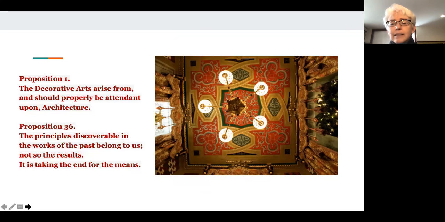And this is the ceiling, just looking up at the ceiling of the smoking room. And we'll see, Proposition 1, does it fit? The decorative arts arise from and should properly be attendant upon architecture. And again, this is the ceiling, but it has been integrated into the whole room with the same color palettes, the undulating designs, everything sort of going back to its root.